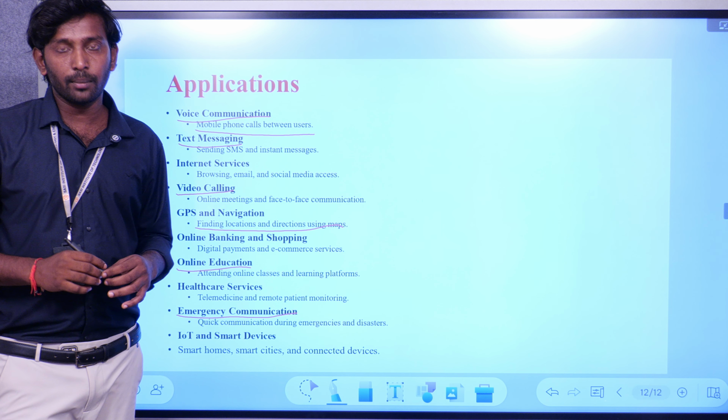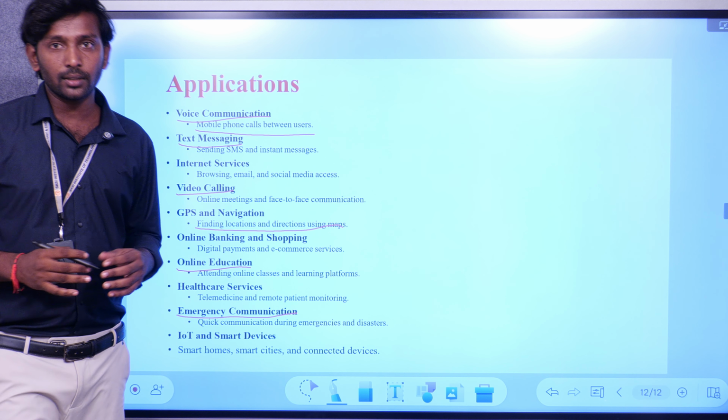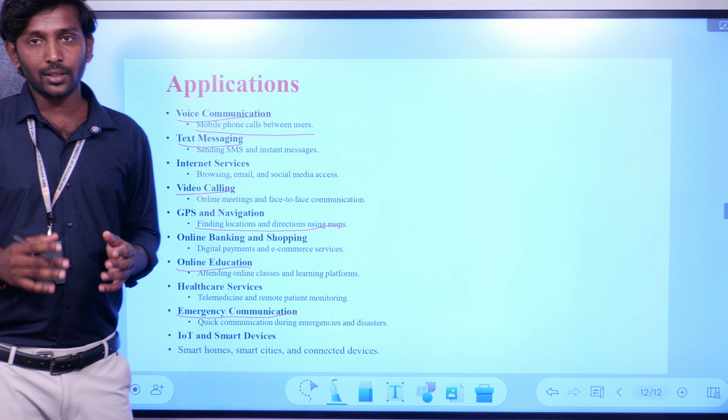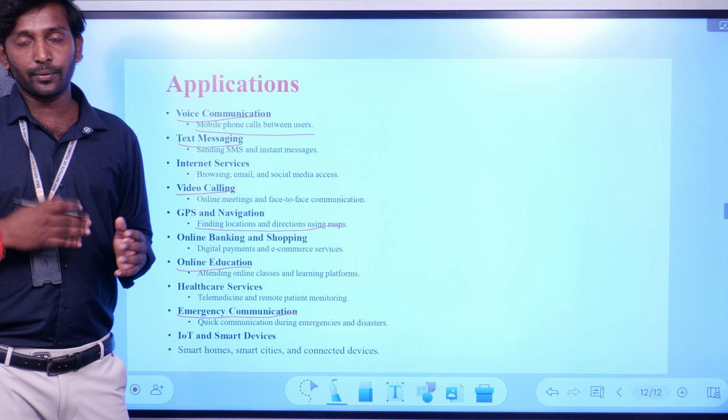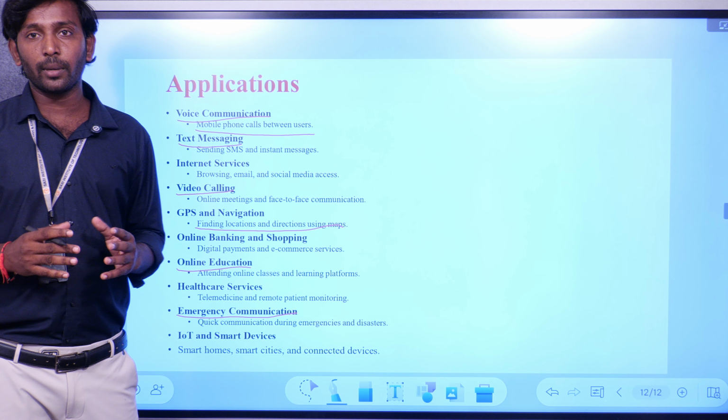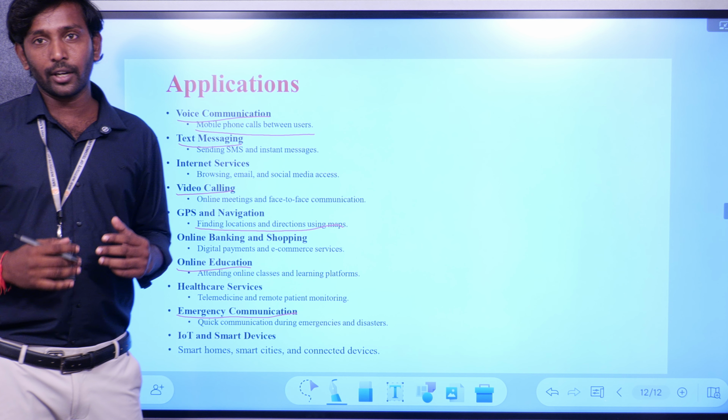Cellular communication is very important in our day-to-day life because cellular communication is very fast, reliable, and wireless, to contact people in different places. So that's why cellular mobile communication is very important in our day-to-day life.